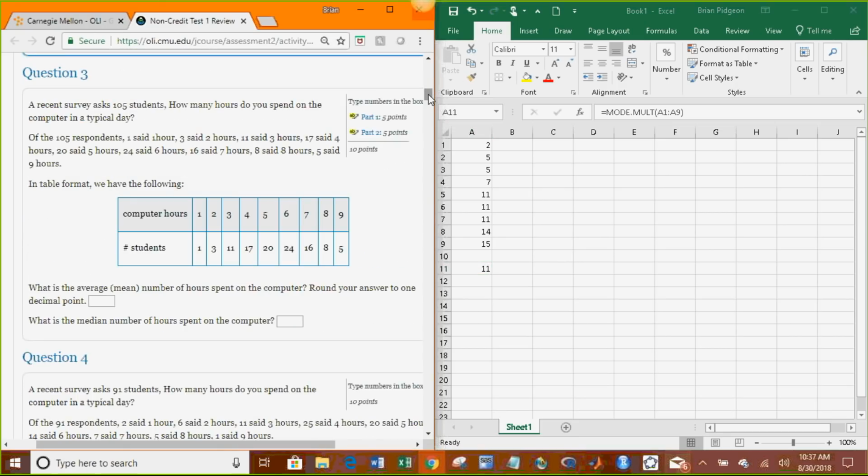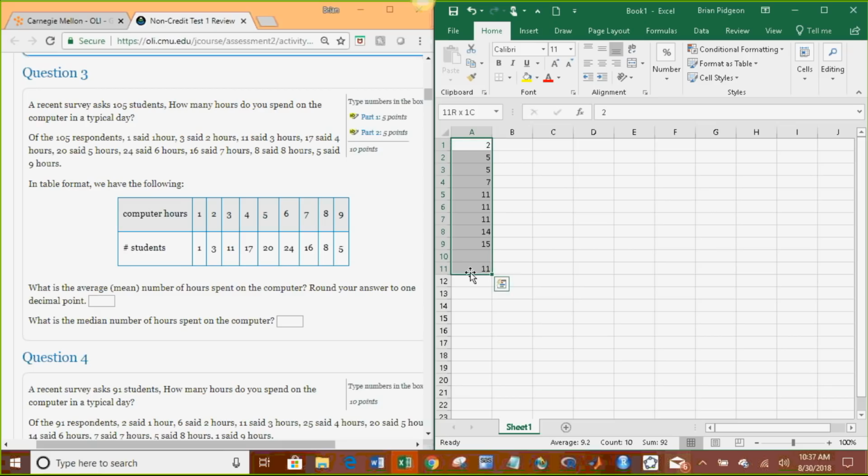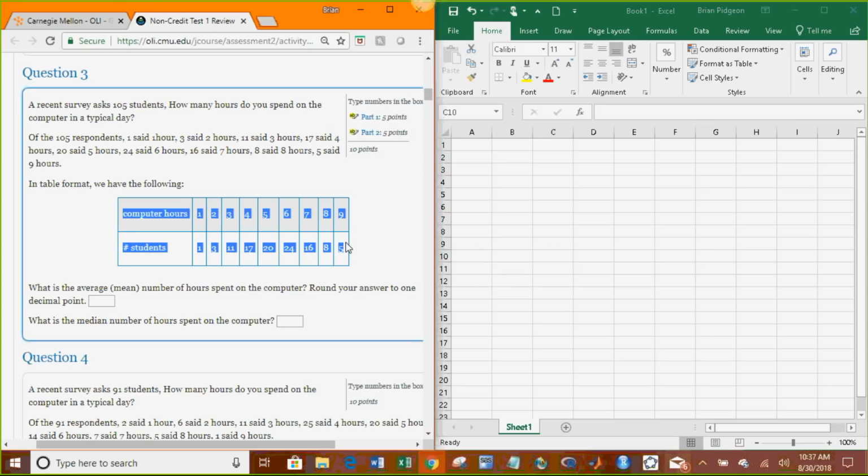Question 3. A recent survey asked 105 students, how many hours do you spend on a computer on a typical day? Of the 105 respondents, we can see the values are here. And we want to know, what is the average number of hours spent on the computer? So I'm going to delete these just to keep Excel clean by question. We're going to go ahead and copy this into Excel.